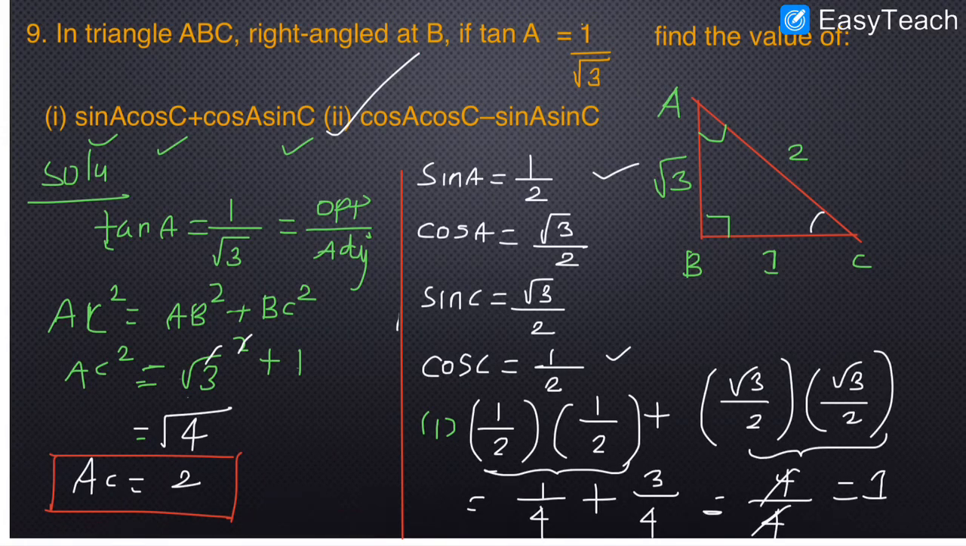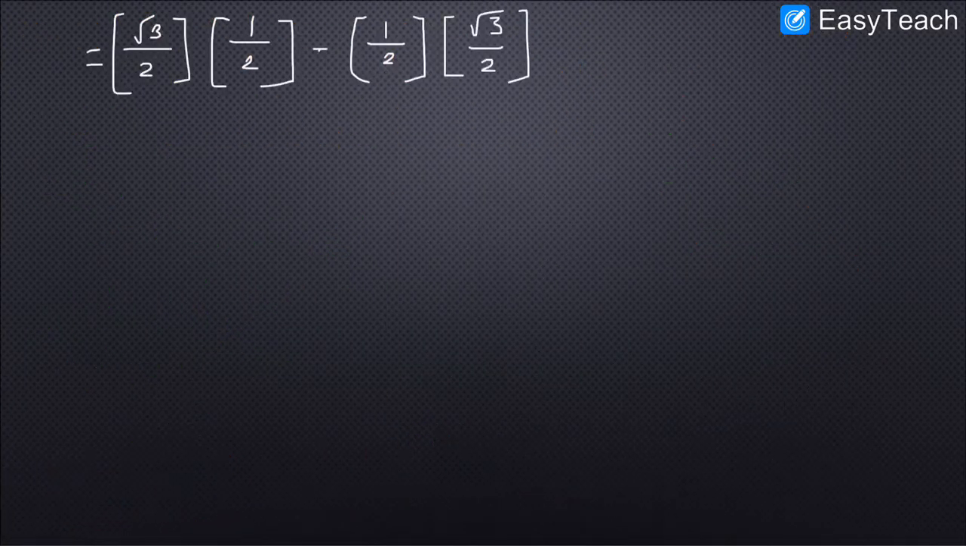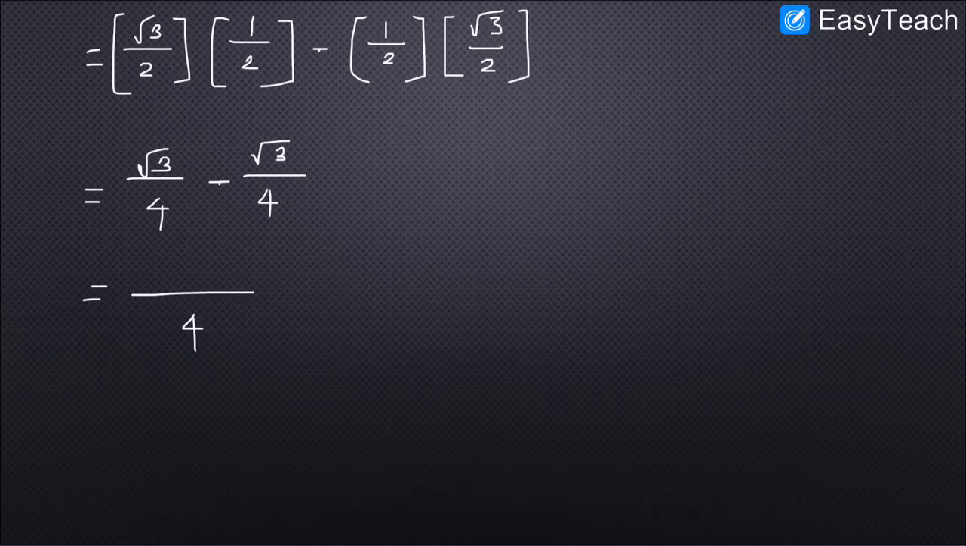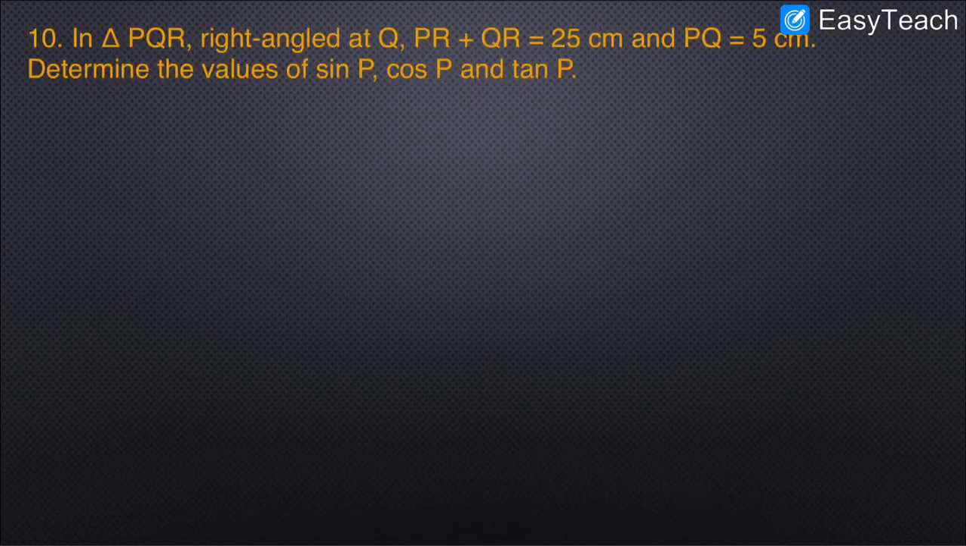Let us do the same for the second question, cos A cos C minus sin A sin C. So, here what I have done, I just substituted the value. So, root 3 by 2 into 1 by 2, 2 twos are 4. Here also 4 is the LCM. Root 3 minus root 3 is 0. Next, let us try to do the 10th problem.